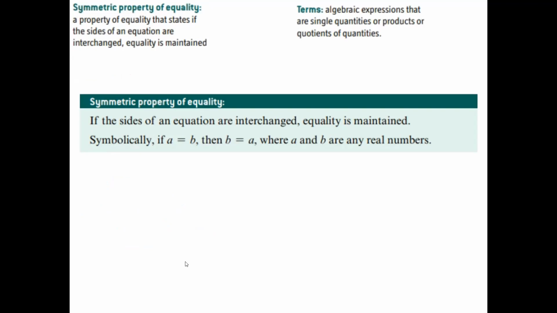Okay, symmetric property. If the sides of an equation are interchanged, equality is maintained. That's what we just discussed. Symbolically, if A equals B, then B equals A, where A and B are any real numbers.